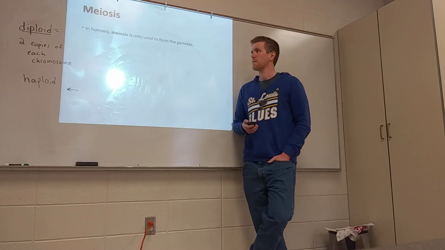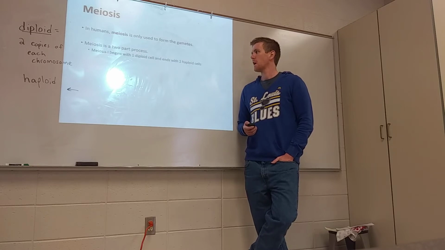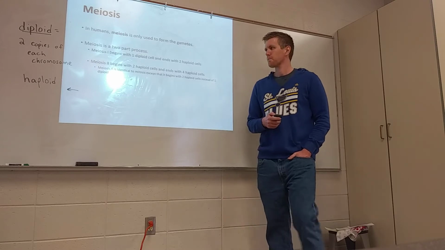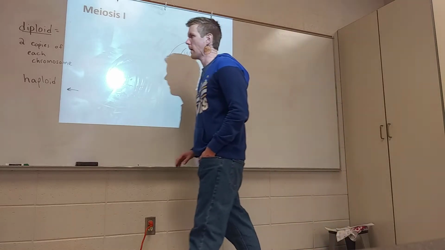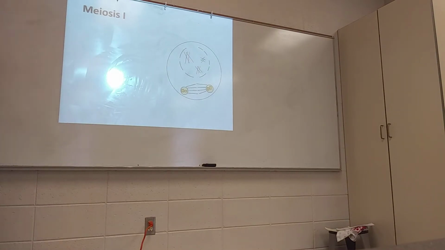Meiosis forms the gametes. We talked about that already. Okay, let's just get to it. So meiosis 1. Meiosis 1 starts with 1 diploid cell and ends with 2 haploid cells.